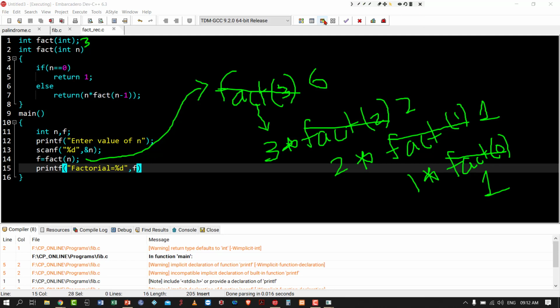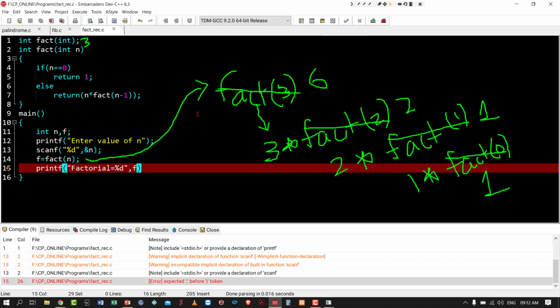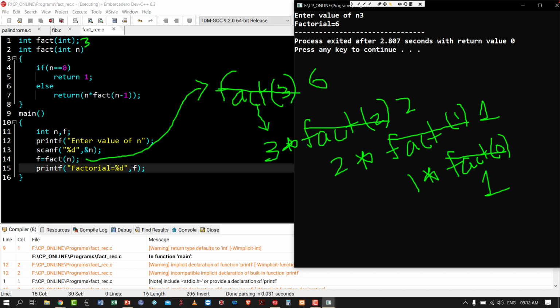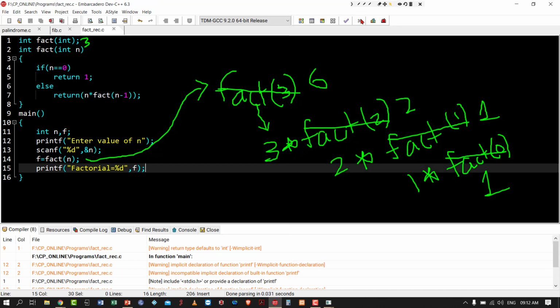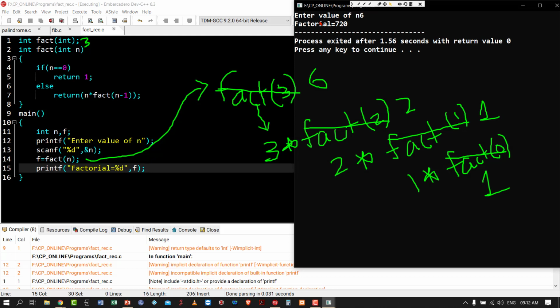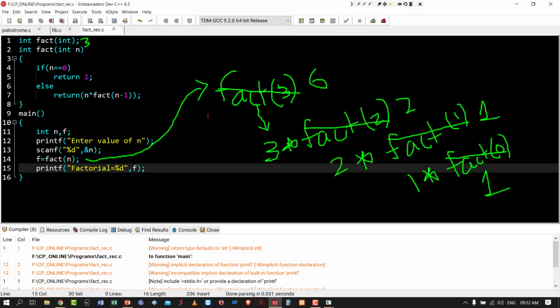So let me check the input. Some error. Missed the semicolon here. Three. Factorial 6. For 6 it will be 720. Okay.